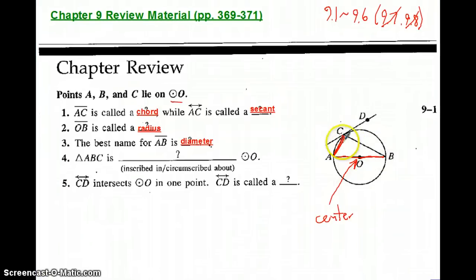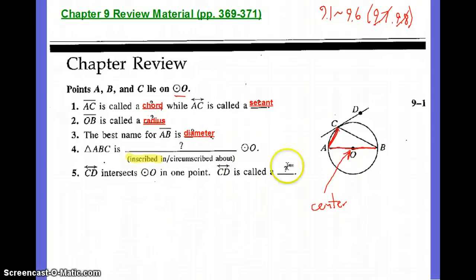ABC, this triangle here, is what kind of triangle in circle O? It's inscribed or circumscribed. We're going to call that inscribed, because the thing that is inscribed in the circle will be inside the circle. If it's circumscribed about the circle, it'll be outside the circle. Again, just vocabulary stuff.